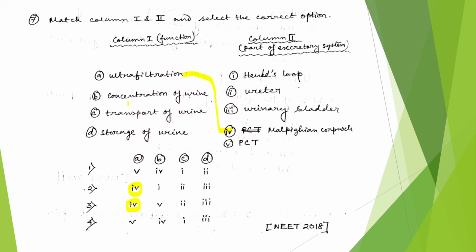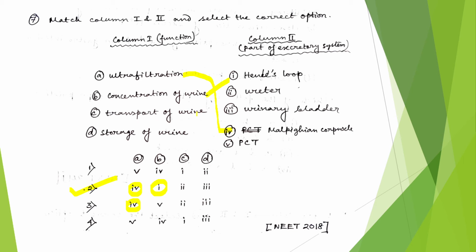Okay. See, concentration of urine. Urine is concentrated in the loop of Henle. So option B will match up with option 1. So see here option B is matching up with option 1. So the correct answer would be option 2. You don't need to check the other matching options. Because from this exclusion method you can just see two matching pairs and you can answer the question.